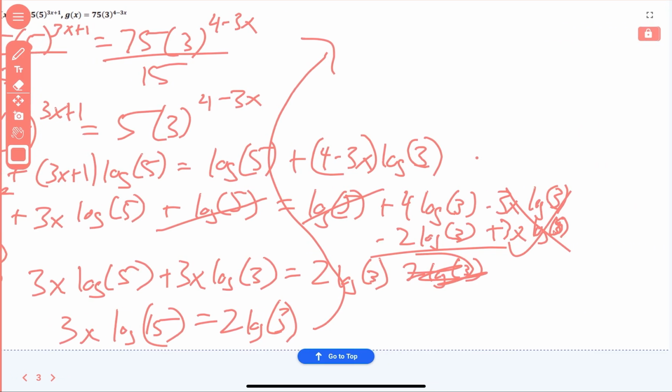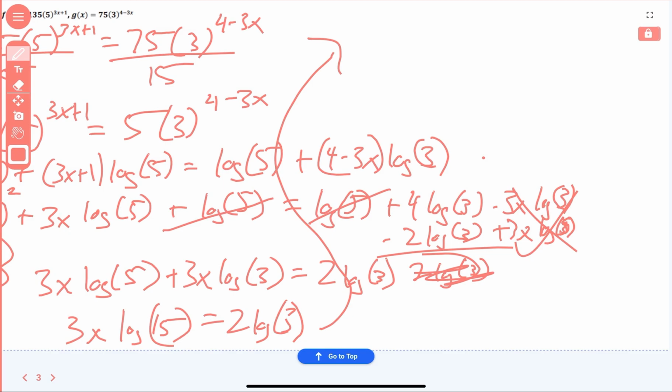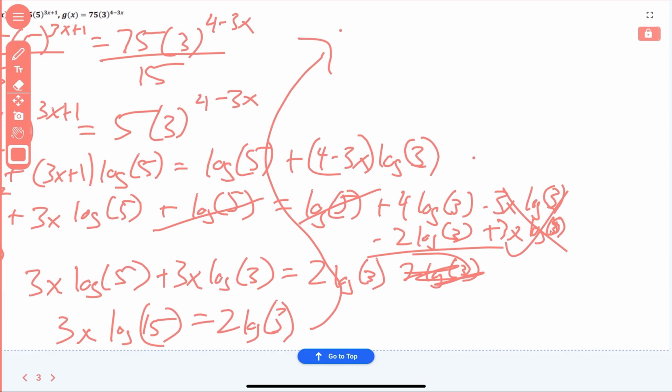This is what I'm talking about, guys. You're going to have to practice this type of stuff. I know it looks boring. It's like we're doing the same thing over and over again, going back and forth. But just like I added it to one side, canceled it out, but I didn't add it to the other because there's so much stuff going on here. So what are we going to do next? Let's just rewrite it first. That'd be the smart thing to do. 3x log 15 equals 2 log 3.